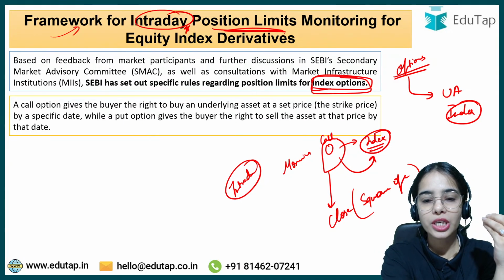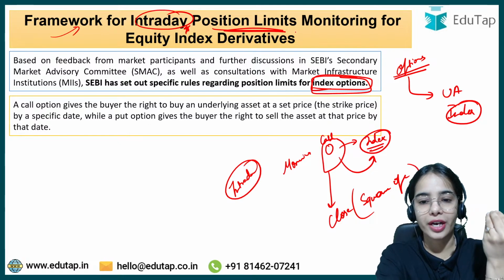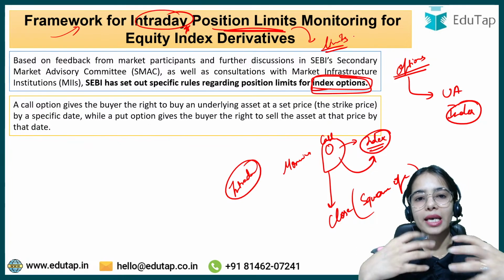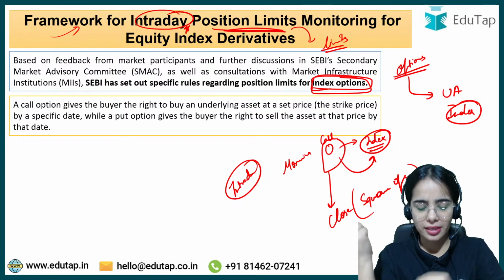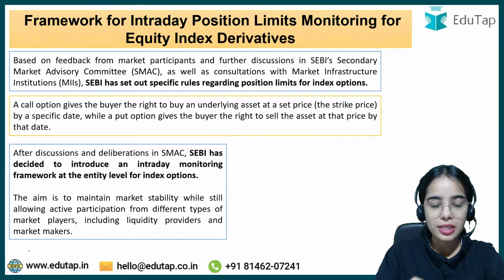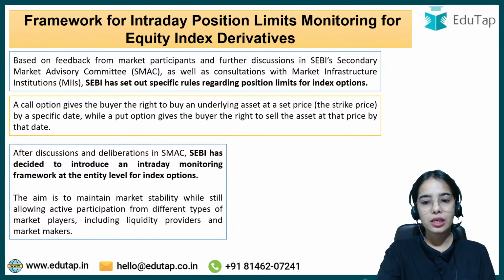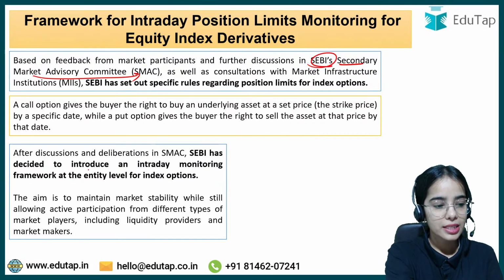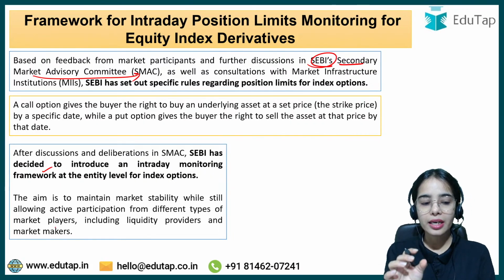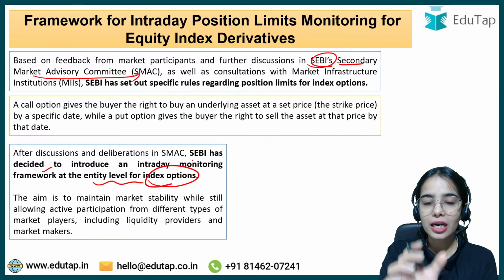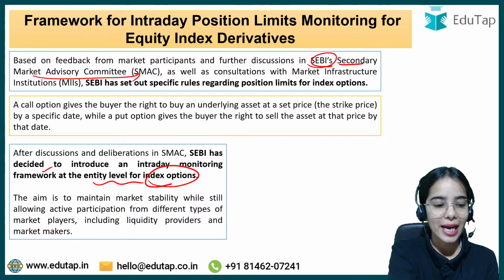So there are position limits that have been notified. Position limits means limits on how much of the index options an entity can buy or sell. That is the basic idea. Again, we will discuss it more. After discussions and deliberations in the Secondary Market Advisory Committee, SEBI has decided to introduce an intraday monitoring framework at the entity level for index options. So there are limits that have been notified at the entity level.